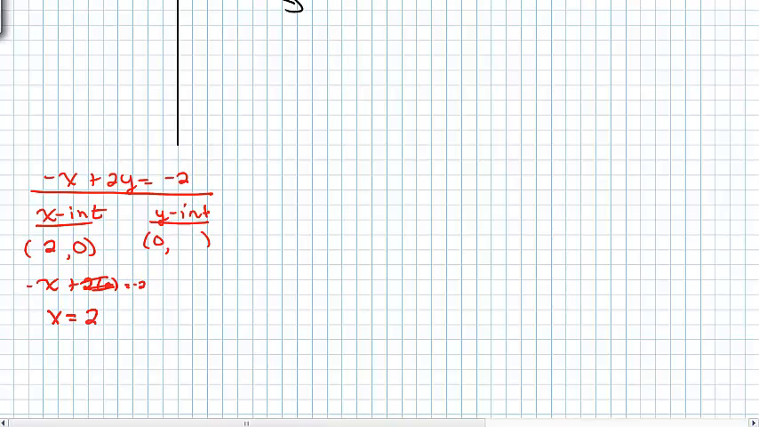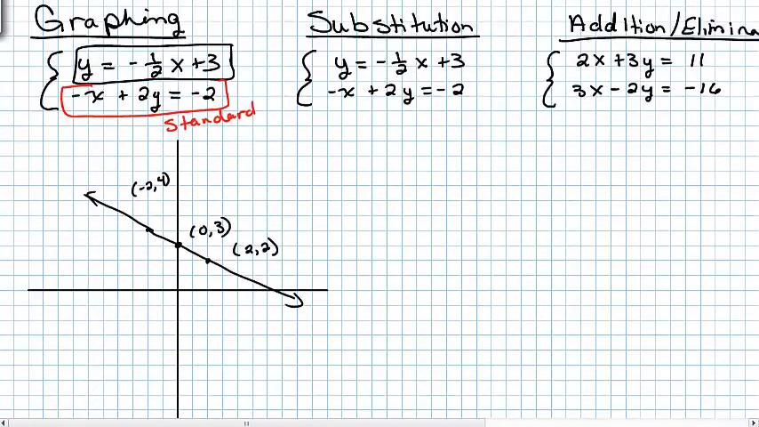Then do the similar thing for the y-intercept. So now I'm going to let x be equal to 0. So -0 plus 2y equals -2. So now this is 0. So all you're left with is 2y equals -2. Divide by 2 on both sides, and we get y equals -1. So we have 2, 0.